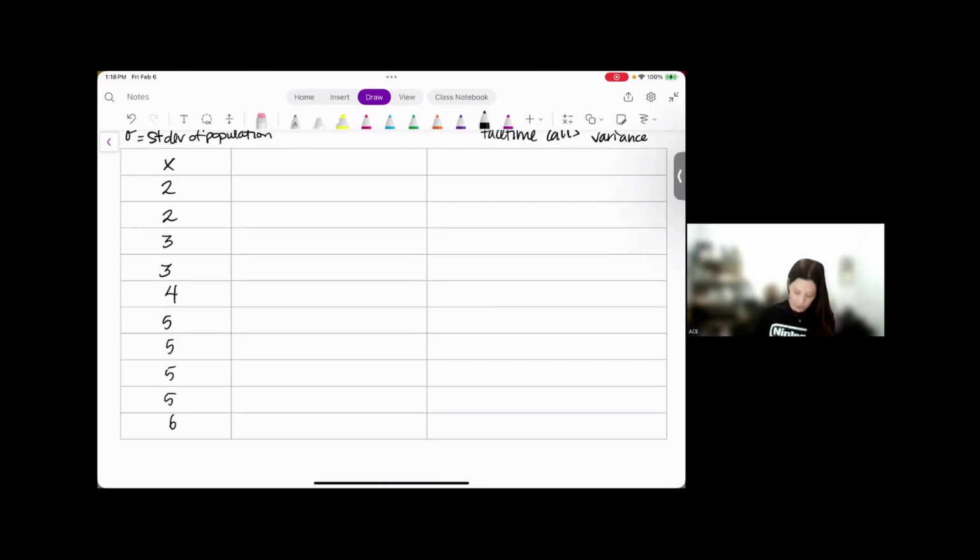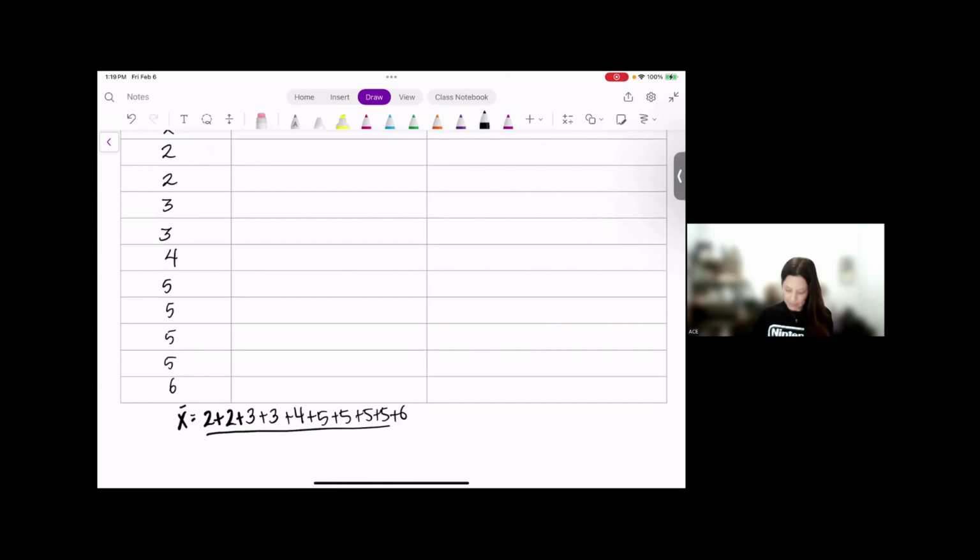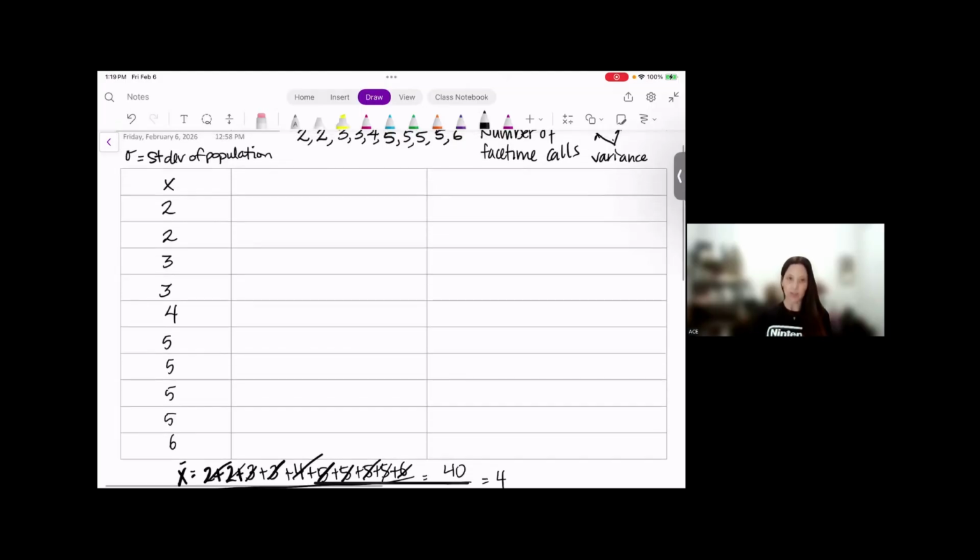So to calculate the average, we're going to add 2 plus 2 plus 3 plus 3 plus 4 plus 5 plus 5 plus 5 plus 5 plus 6, and then we're going to divide all of that by 10 to get the average of the sample. Okay. So we're going to have 5, 10, 15, 20, 25, 30, 40. If we add all of those up, 40 divided by 10 is 4. That means that the average, the balancing point, is 4. If you added all of those numbers up and divided by however many numbers there are, you would get 4.